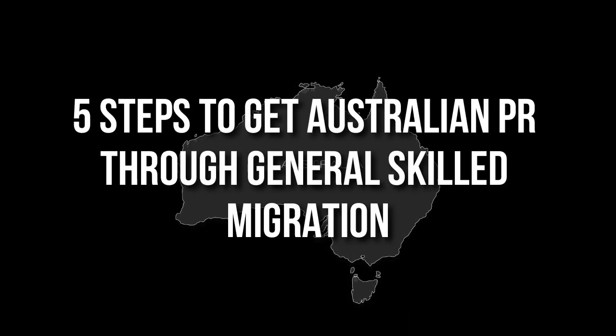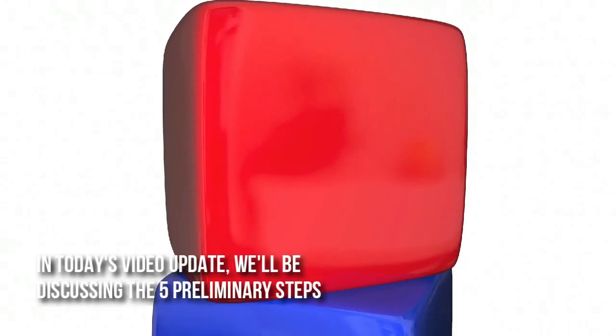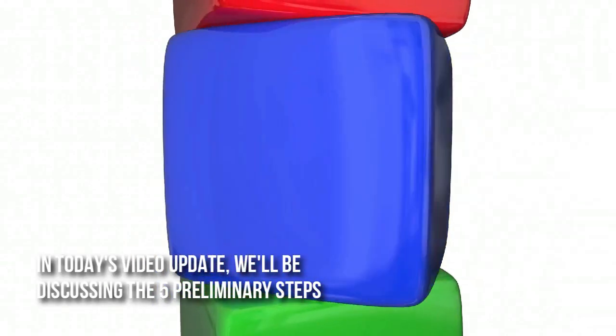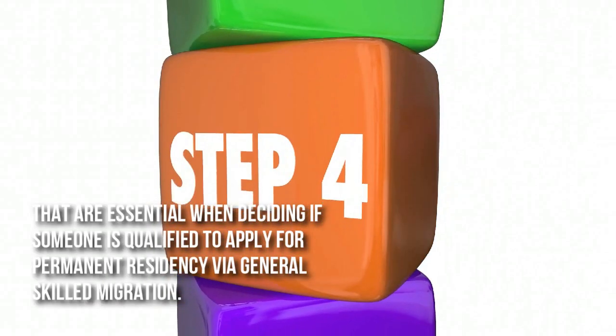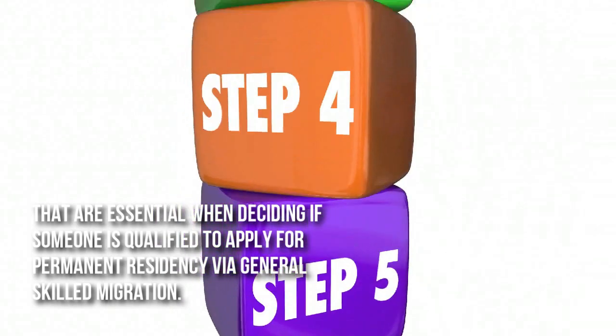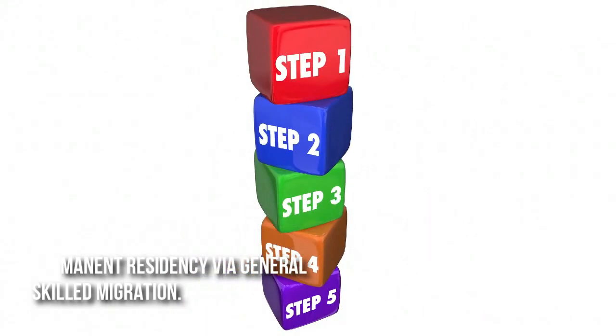5 steps to get Australian PR through general skilled migration. In today's video update, we'll be discussing the 5 preliminary steps that are essential when deciding if someone is qualified to apply for permanent residency via general skilled migration.